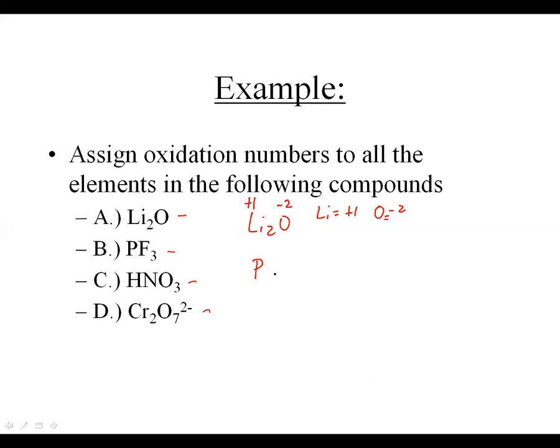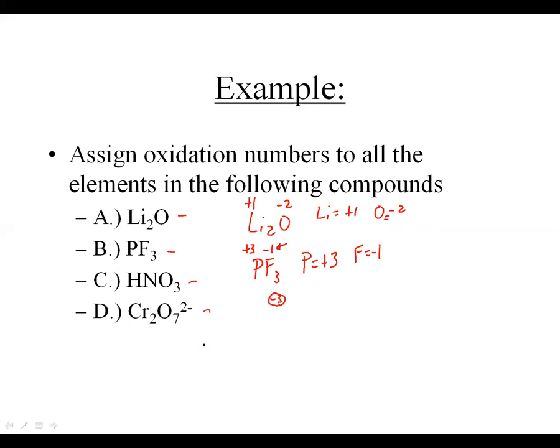PF3. Again, fluorine will always be -1. There's three of them, which gives you a -3. That means in this case the phosphorus should be +3. And when you're asked for the oxidation state or number, it's not the grand total. It is the individual oxidation state on each of the elements.